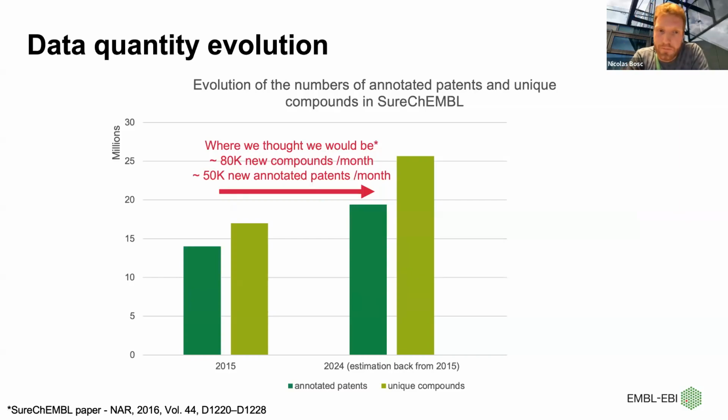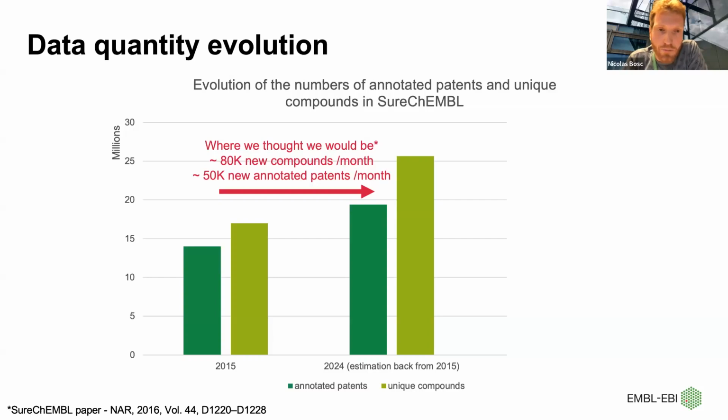In terms of evolution of the data quantity in SureChEMBL, when I was preparing this slide, I had a look at how much data we had in 2015, the year before the SureChEMBL paper was published, and we had at that time annotated almost 15 million patents and extracted 17 million compounds.